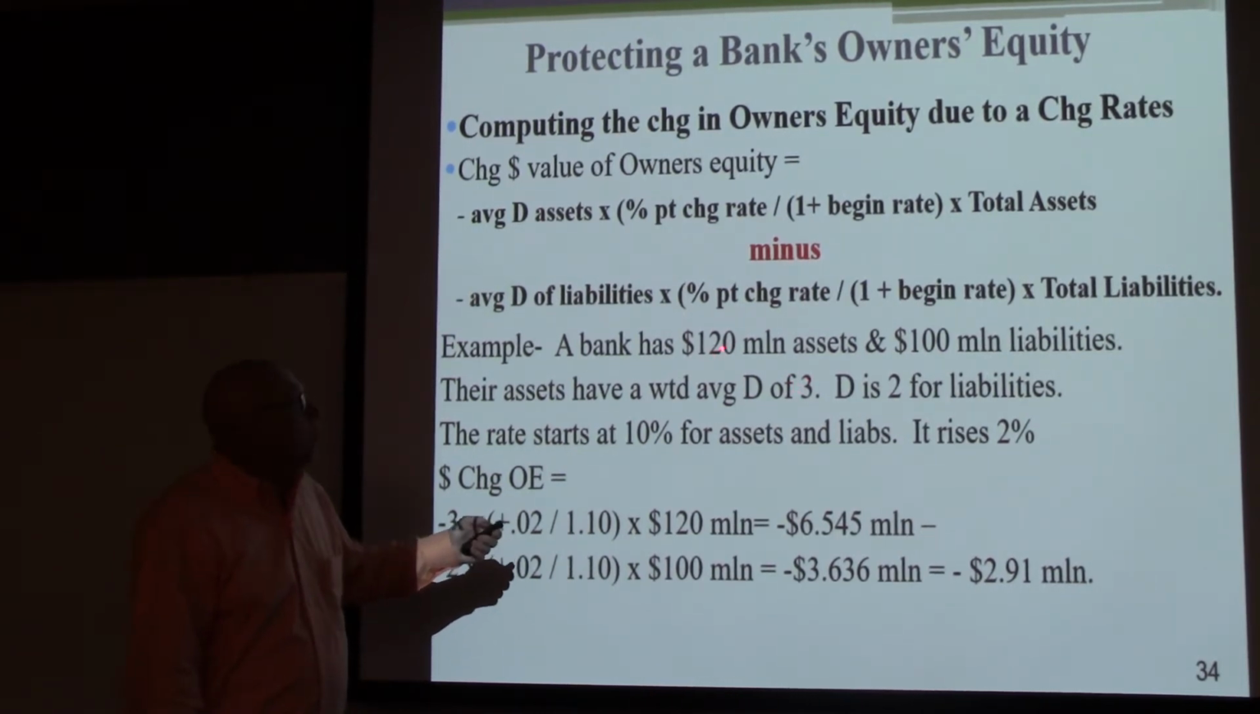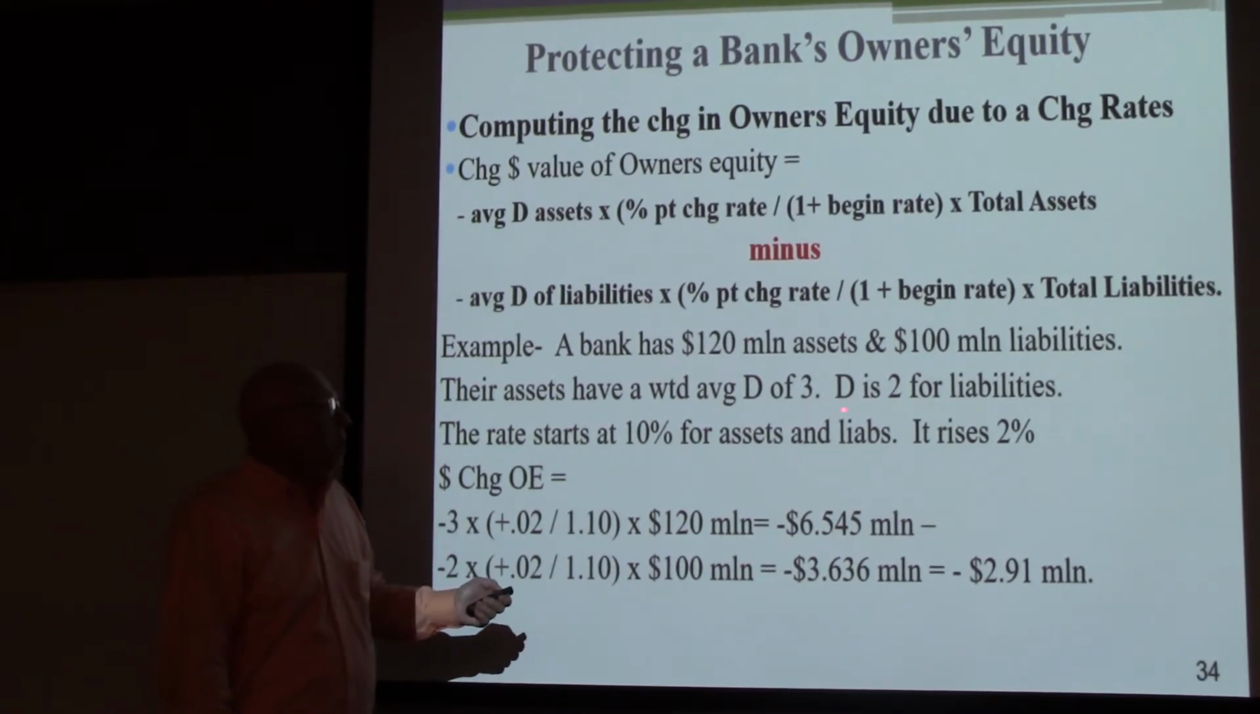3. What if they had 50 million that had a duration of 3, and that leaves 35 million that had a duration of 4, and 35 million that had a duration of 2? Your weighted average duration would be 3. Okay? You do the same thing for liabilities.